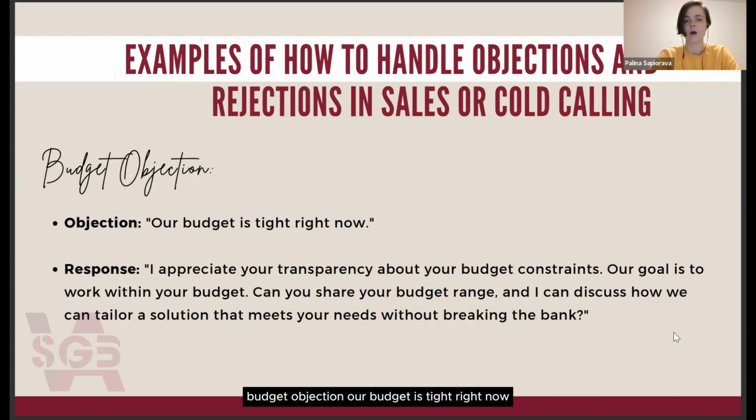Budget objection. Our budget is tight right now. So the nice way here is to ask about some budget constraints. Your goal is to work within the budget of the client. And for example, if your company is flexible with different payment options, you can suggest a lead to tailor a solution that will meet their need without breaking their bank.